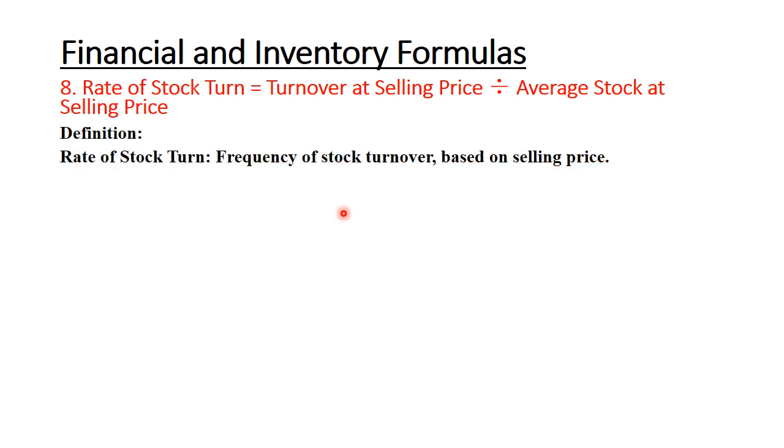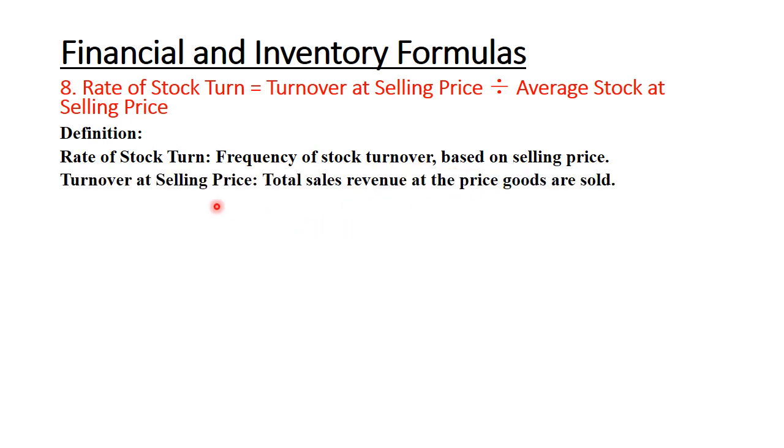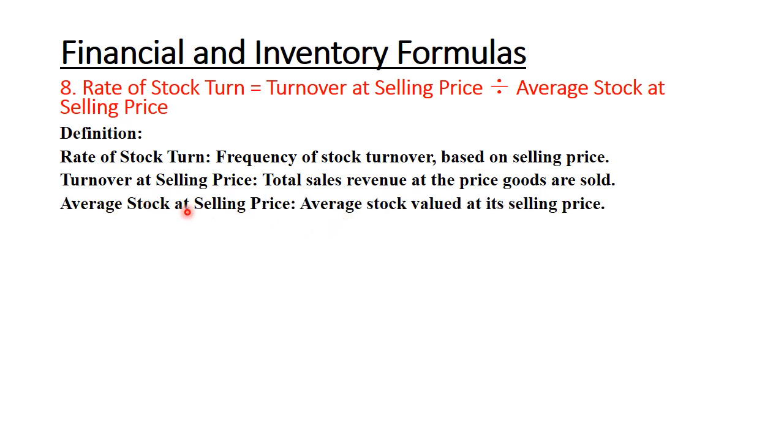Okay, so the definitions: rate of stock turn is the frequency of stock turnover based on selling price. Turnover at selling price is the total sales revenue at the price goods are sold. And average stock at selling price is the average stock valued at its selling price.